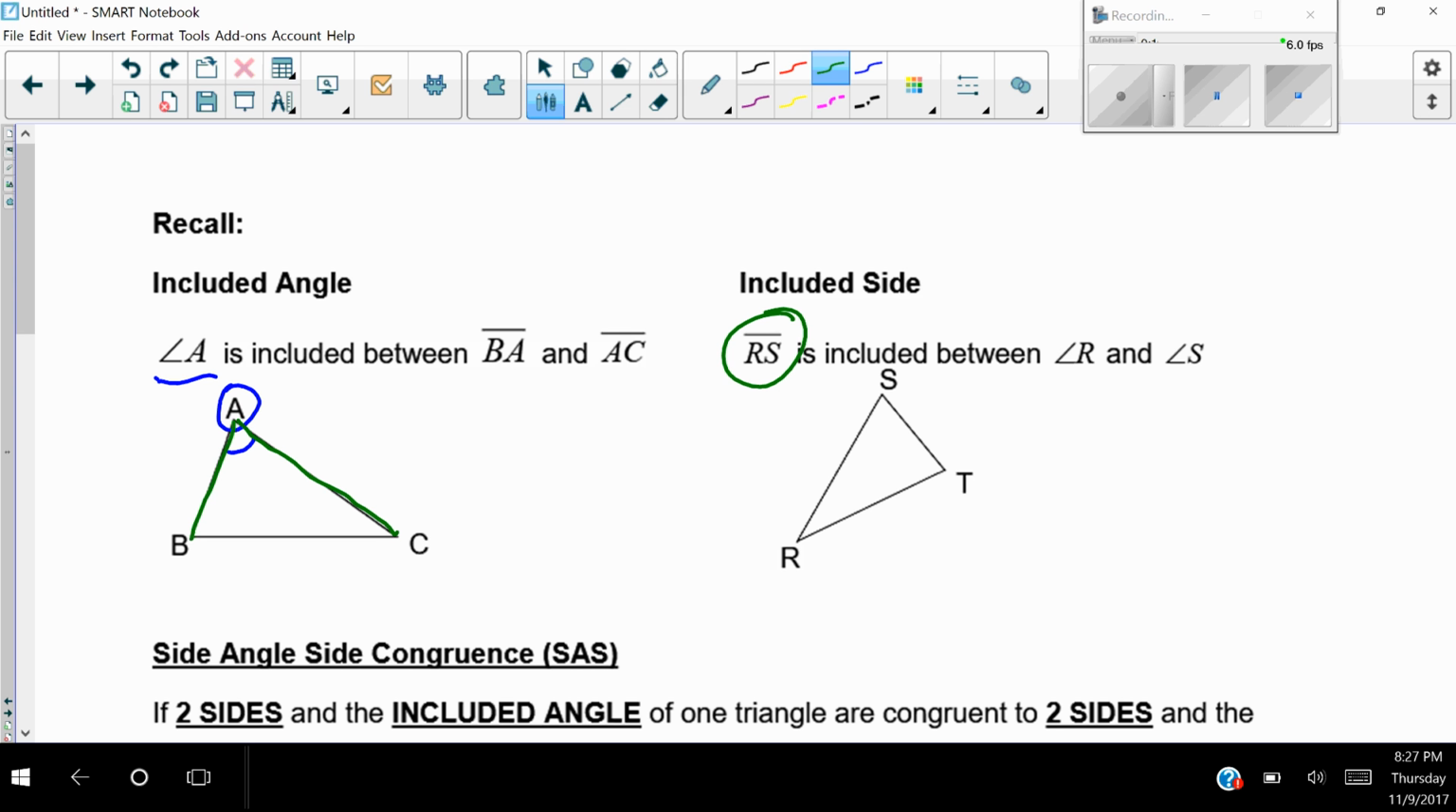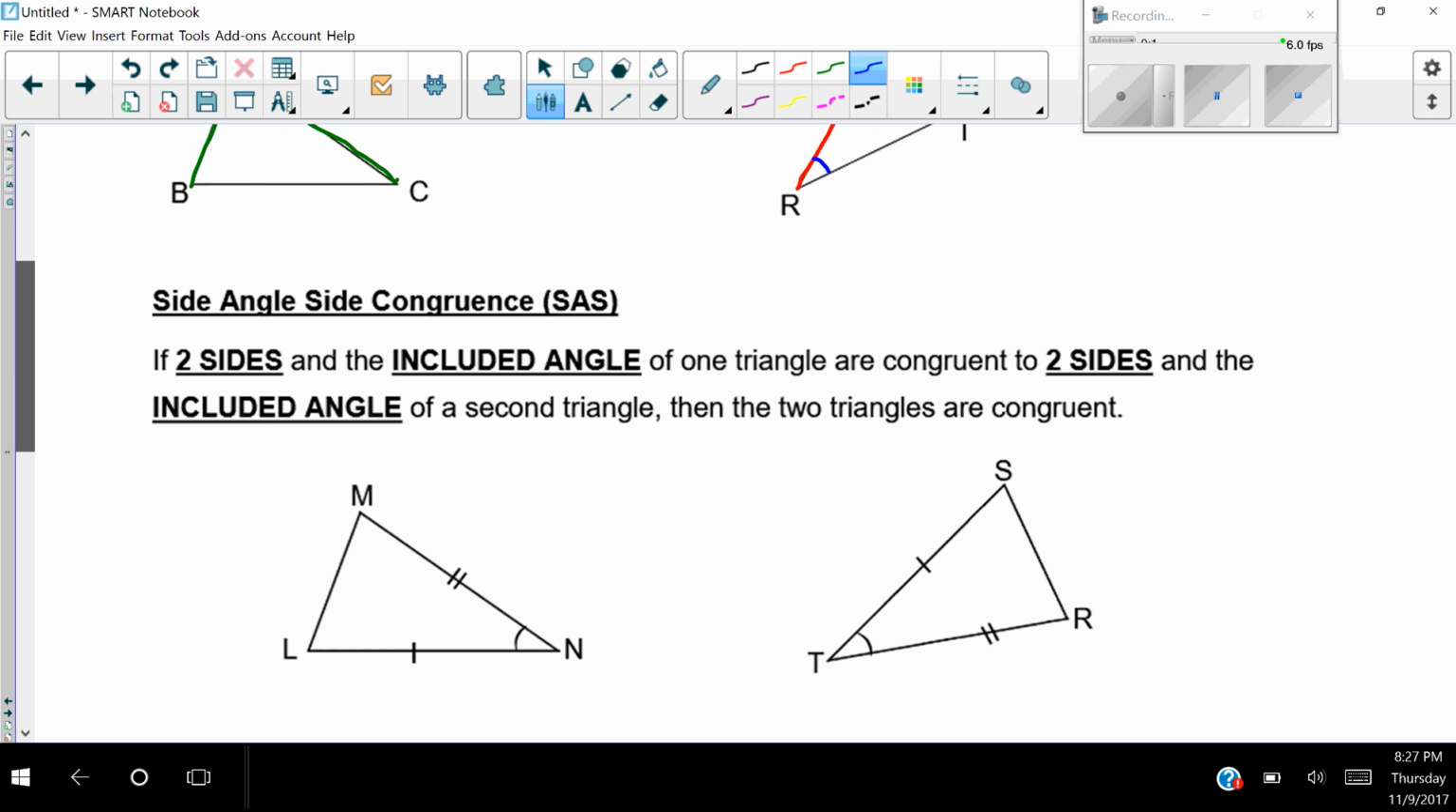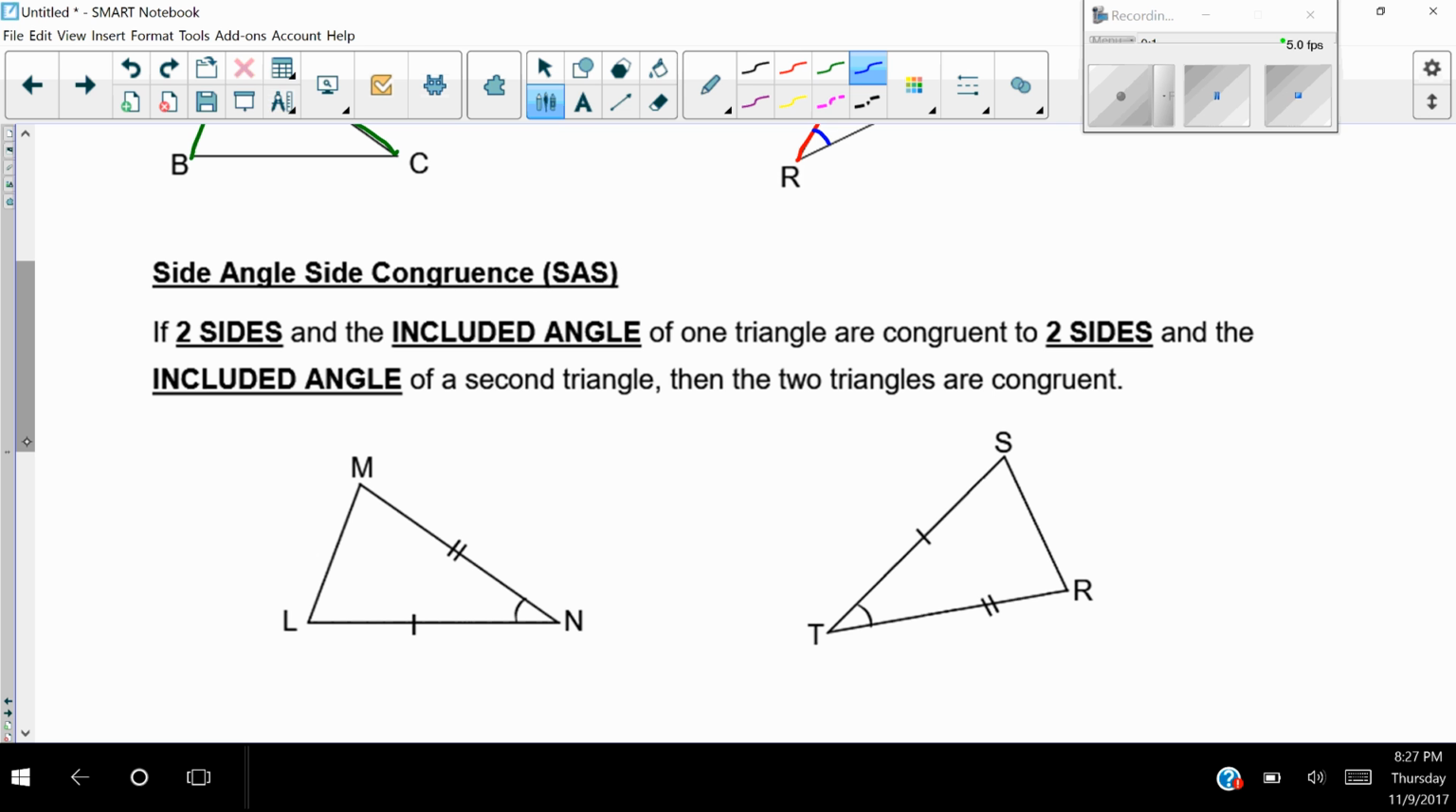Also, we have included sides, which are between two angles. So RS is this side right here, and that is included between angle R and S. So S and R, that does really matter. Included. This is also on a word wall at the back of the room. So we have another congruence, and it's called side angle side. But it has to be the angle in between the two sides. So the angle has to be between the two sides.